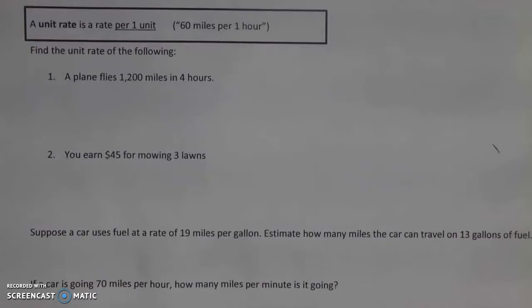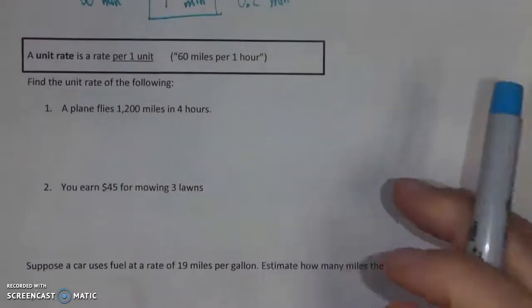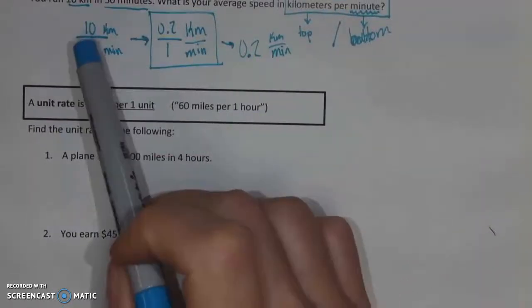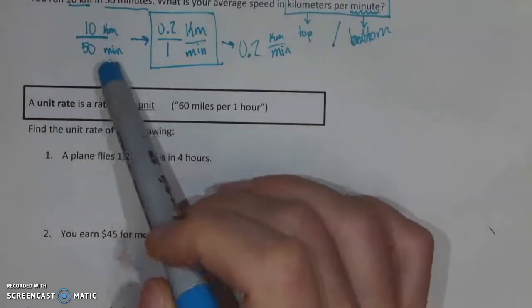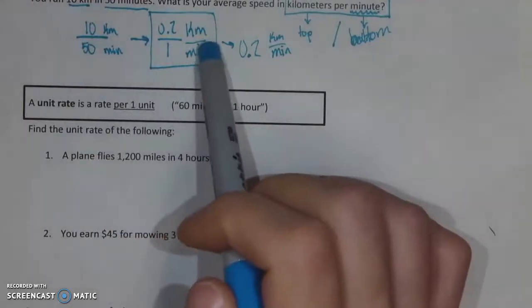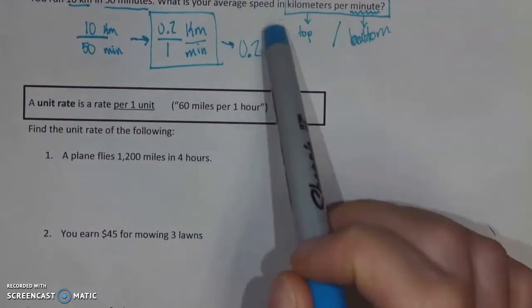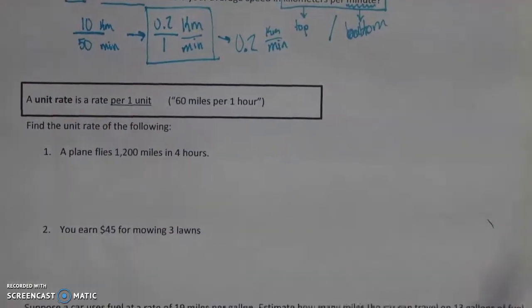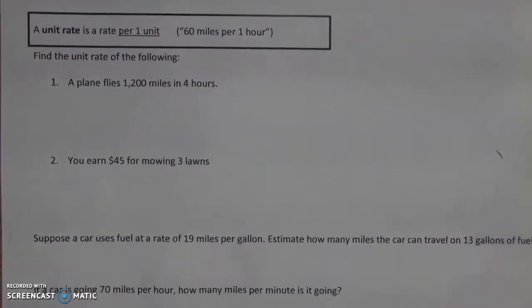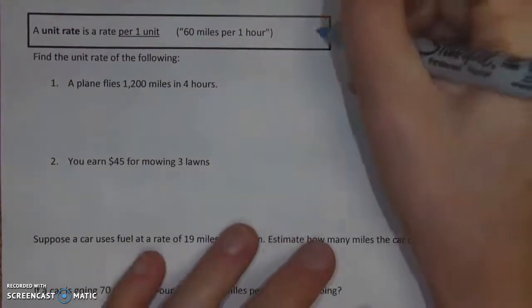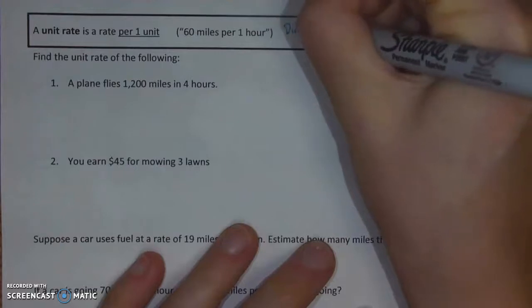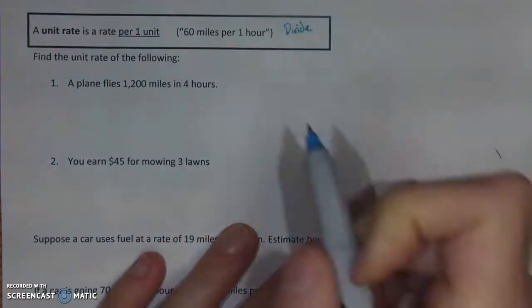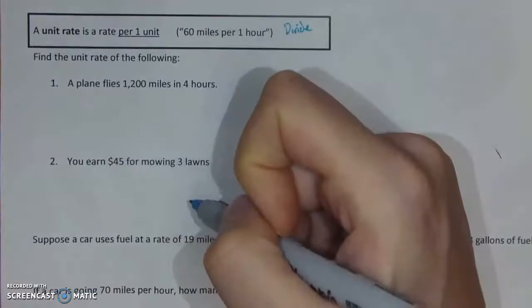It's a rate per 1 unit, or like 60 miles per hour, or here we took something that was just a general rate, 10 kilometers per 50 minutes, and we turned it into a unit rate, which is 0.2 kilometers per minute. It's over 1 minute, so it's a unit rate. And in order to go from a rate to a unit rate, all you have to do is divide. That's all it takes.